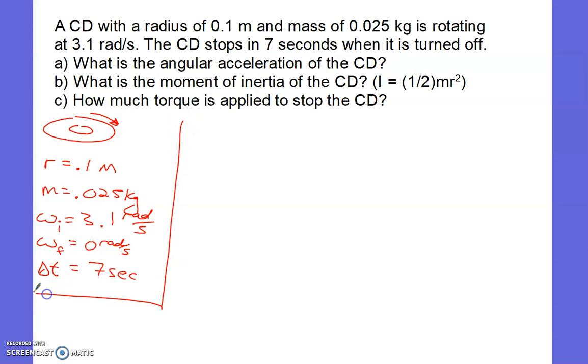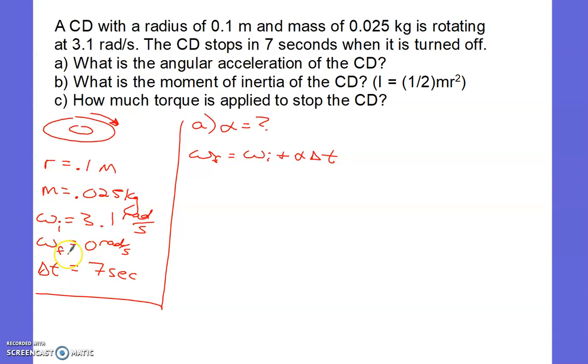In part 1, we want to find out what is the angular acceleration. So to solve for the angular acceleration, we know that it starts at 3.1 radians per second. It goes to a final speed of 0 in a time of 7 seconds. So we want to look for a formula that has initial and final angular speed, time, and of course angular acceleration. We find that formula in the form of omega f equals omega i plus alpha times t.